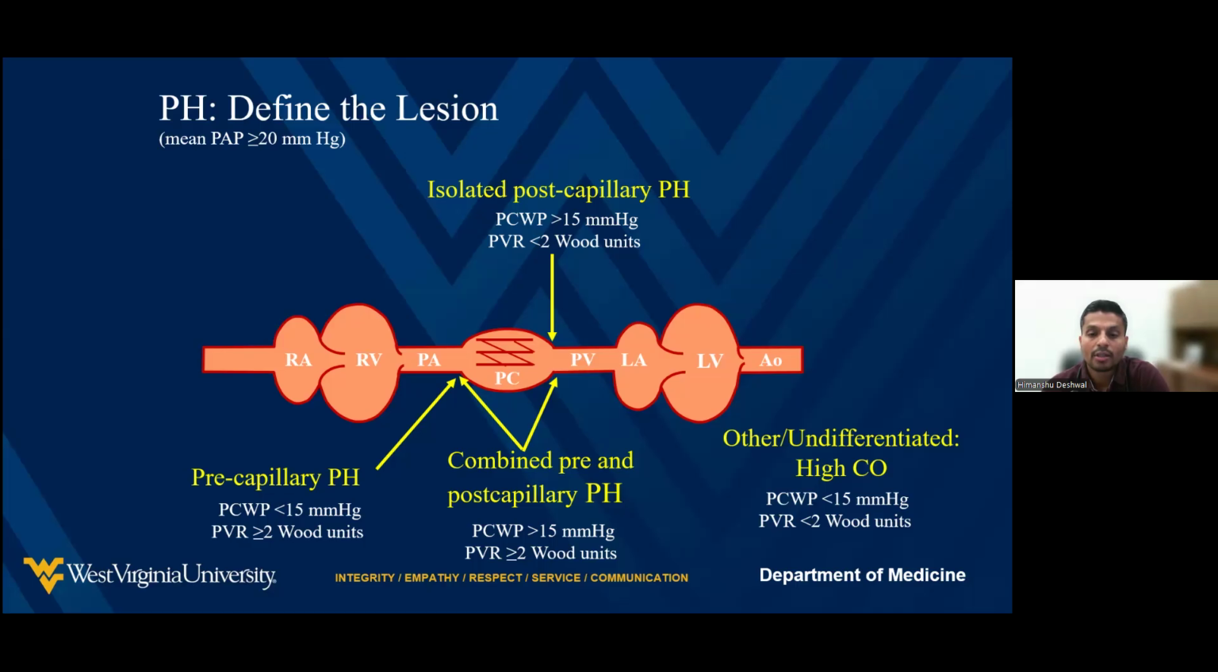And then in rare circumstances, your wedge is normal and your pulmonary vascular resistance is normal. These are patients who have high flow. Somebody with an AV fistula, hyperthyroidism, or anemia will have just a high flow state. They will have mean PA pressure more than 20, but their left heart is normal, so their wedge pressure is normal. Their capillaries are normal, so their PVR is normal. So this is very rare, but it happens.